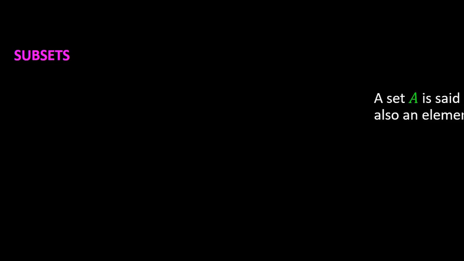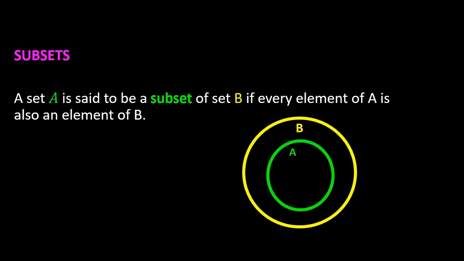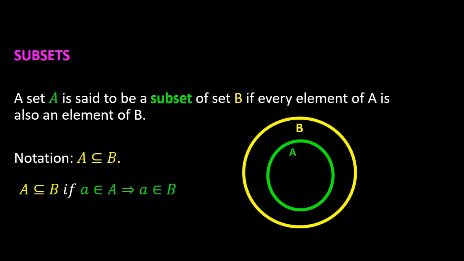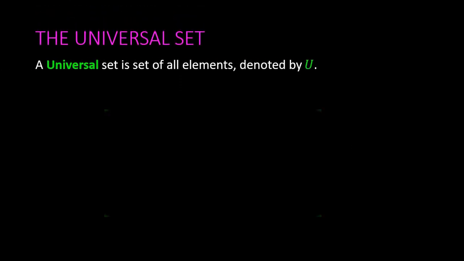Next we have subsets. A set A is said to be a subset of set B if every element of A is also an element of B. We denote this by this symbol, that A is contained in B. So if a belongs to set A, it will imply that a belongs to set B. Now a set which does not contain any element is called an empty set or a null set, and we denote this by phi, a Greek symbol. The universal set is the set of all elements. It is denoted by U.